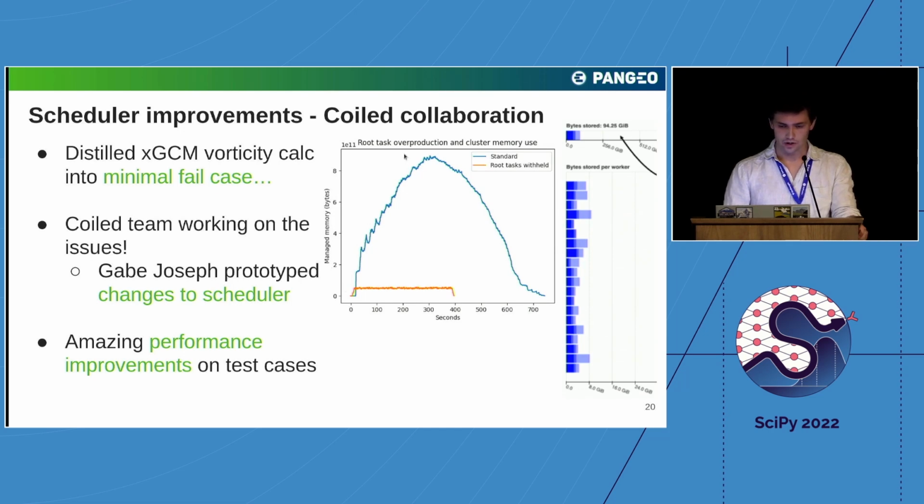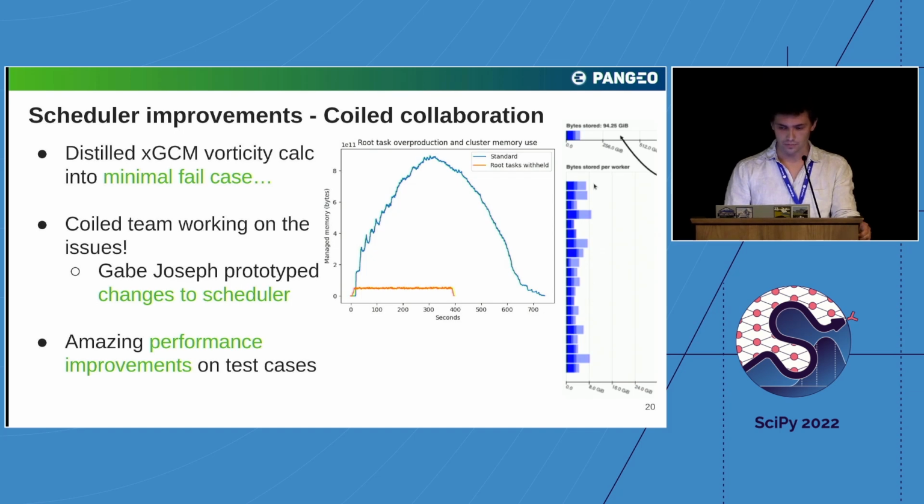So this is a graph of the total memory used by our vorticity calculation over time before the change that he made to the scheduler and after the change he made to the scheduler. So you can see that not only has it gone down by an order of magnitude, it's also become bounded, it's not randomly spiking, and the computation finishes in about half the time. So it's better in every single way.